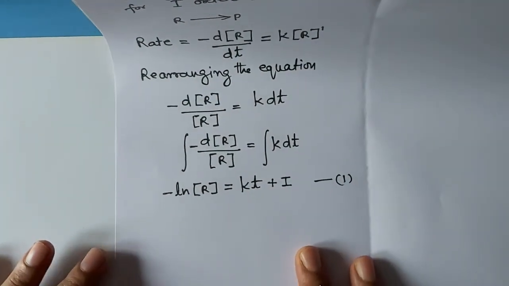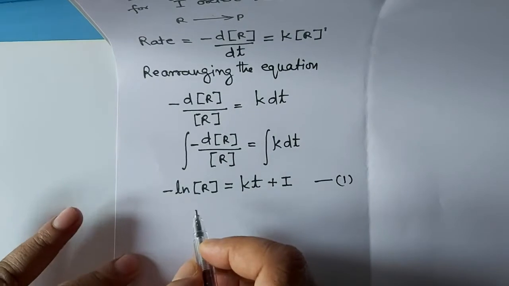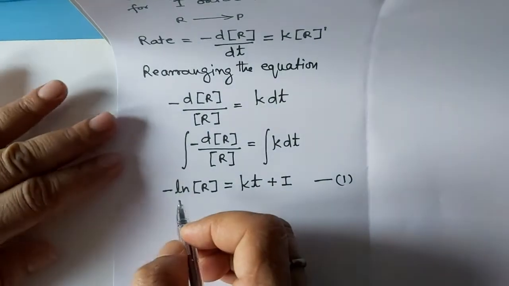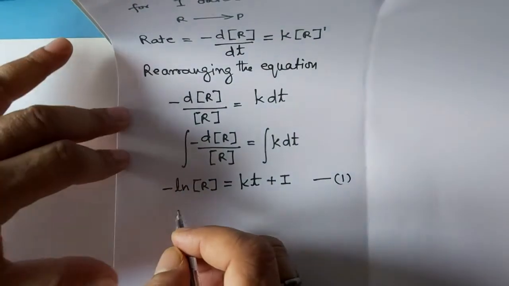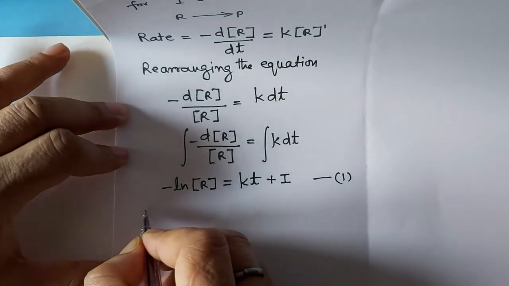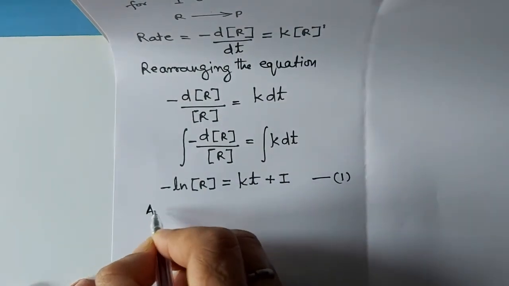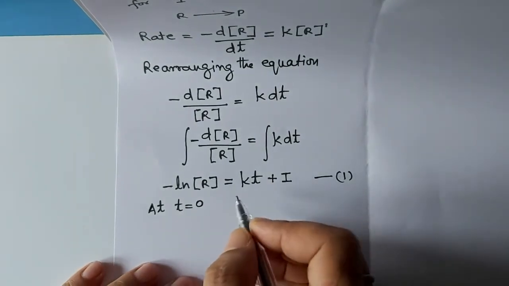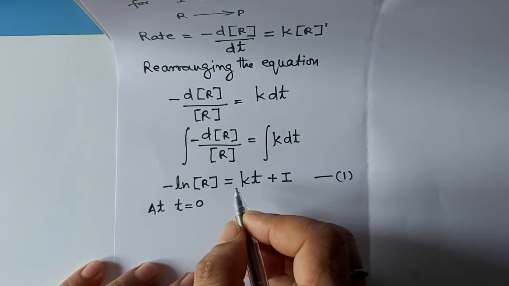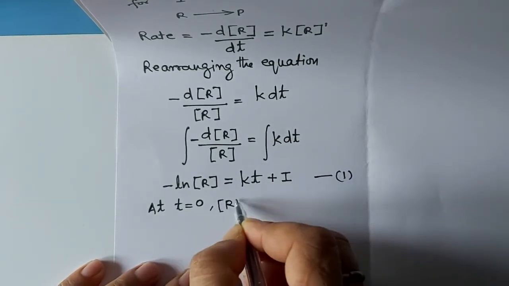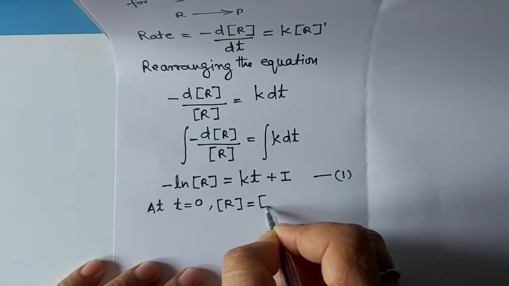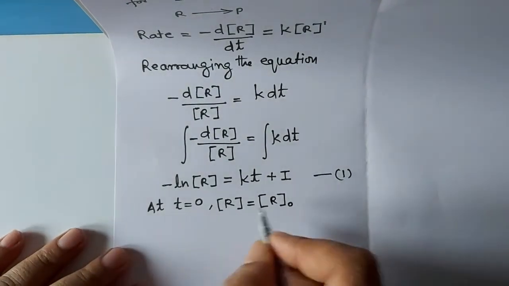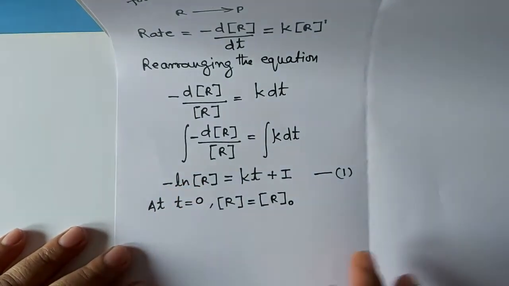Now let's move it further. So we have these values, and now if the reaction is taken from the start, in the start when t was 0, at t equal to 0, what was the concentration of R? In that case, the initial concentration would be R0. Initial concentration R0, and now put this value in this equation number 1.